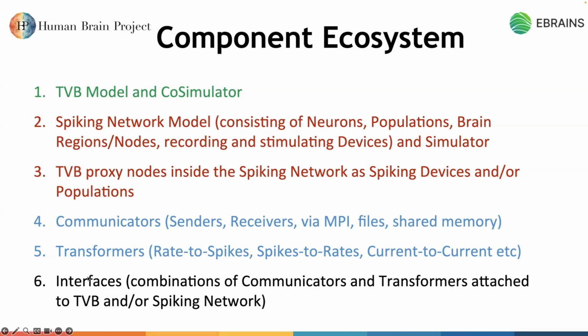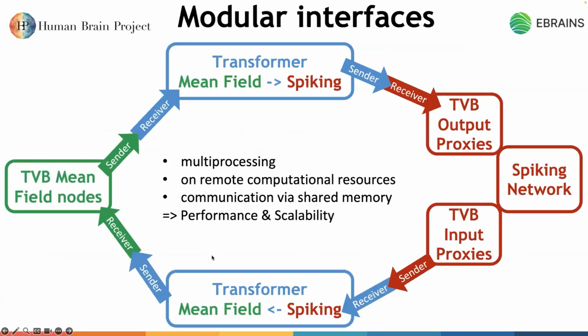Finally, what we call an interface is something that combines communicators and transformers, and it is attached to the TVB model or the spiking network. So we have the TVB model, the spiking network model, and between them we have interfaces, and these interfaces are like pipelines comprised of communicators and transformers. You can see all this here because this all has a very modular architecture.